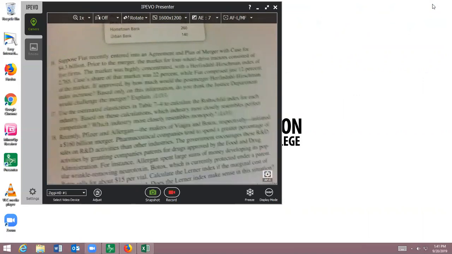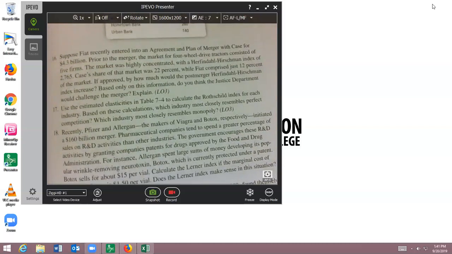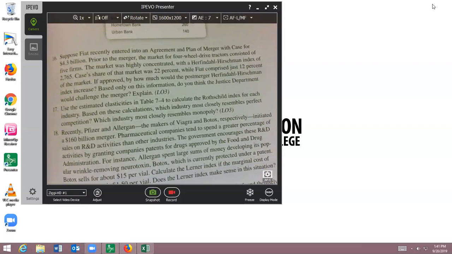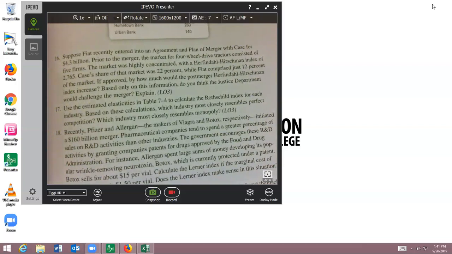Fiat recently entered into an agreement to merge with Case for 4.3 billion. Prior to the merger, the market for four-wheel drive tractors was 5 firms, highly concentrated with an HHI of 2,765, right, which is above our limit of 2,500. Case's market share was 22%, while Fiat comprised just 12%. If approved, by how much would the post-merger HHI increase? And then based only on this information, do you think that they would challenge the merger or not?